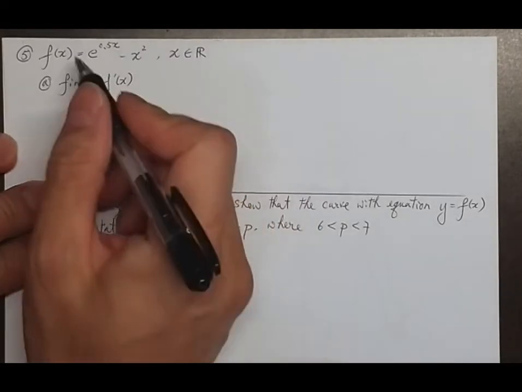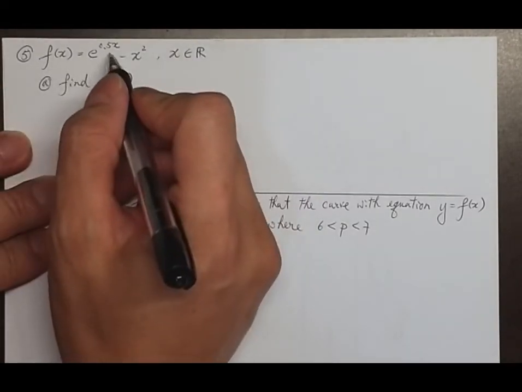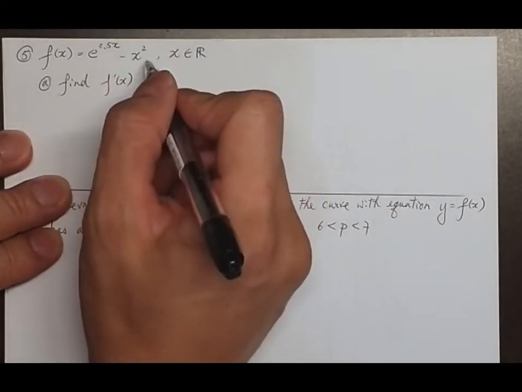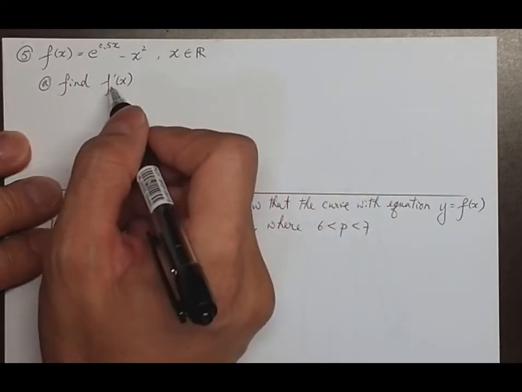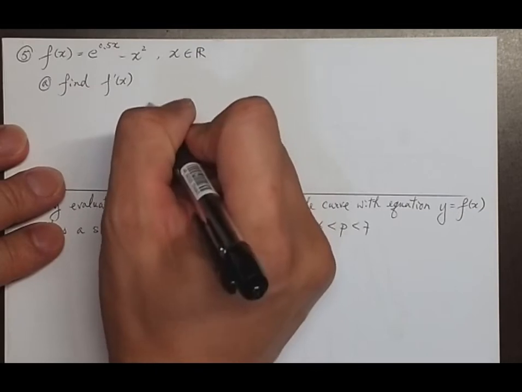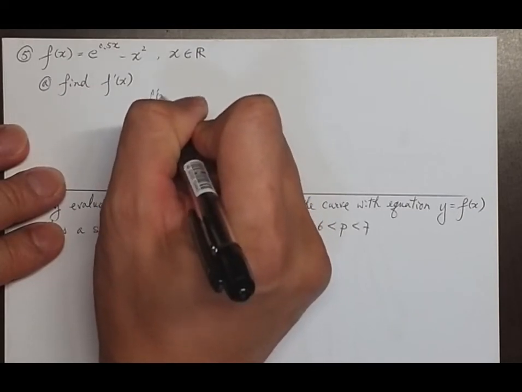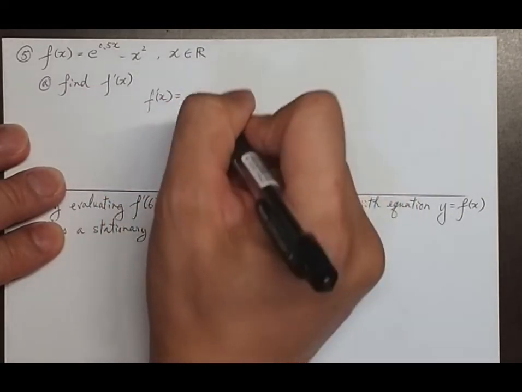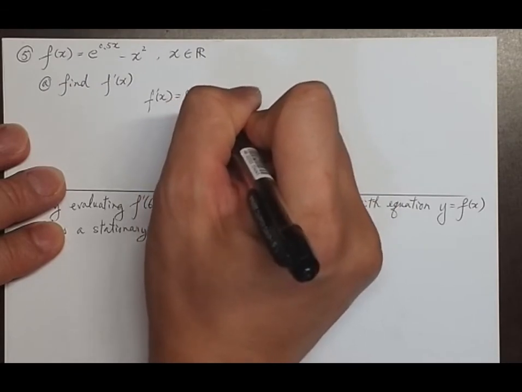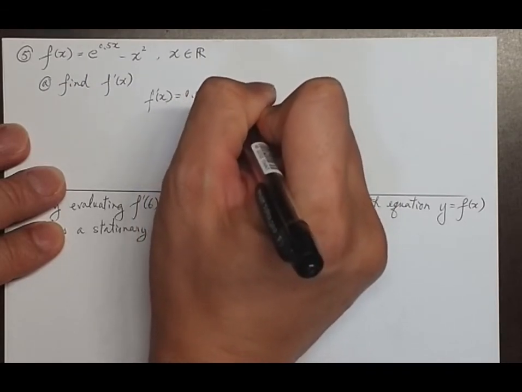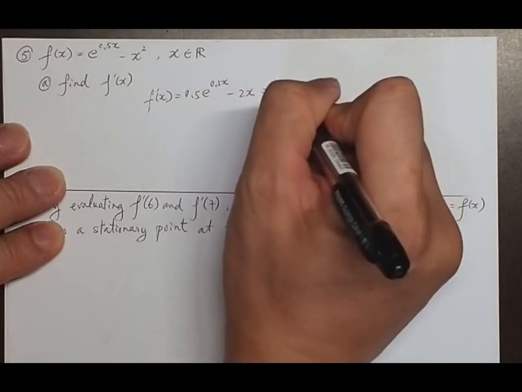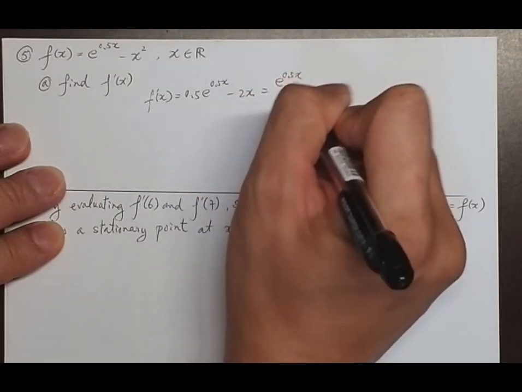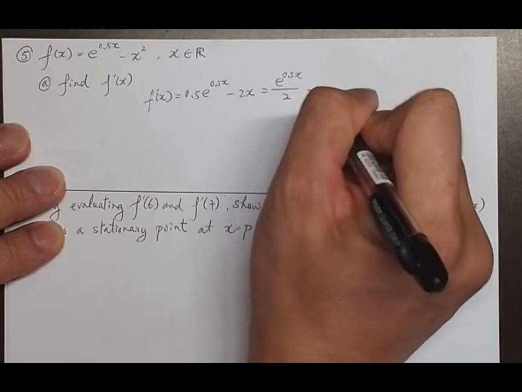Question number 5. f(x) equal to e to the power 0.5x minus x squared, and x belongs to the real numbers. We find f dash x. So f dash x is equal to 0.5 e to the power 0.5x minus 2x. So it's equal to e to the power 0.5x over 2 minus 2x.